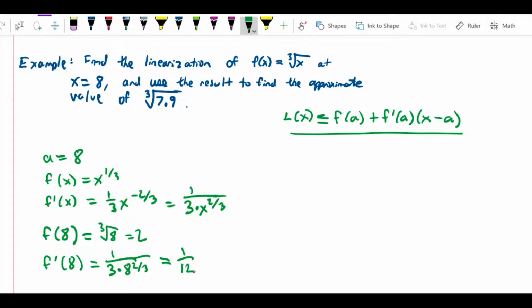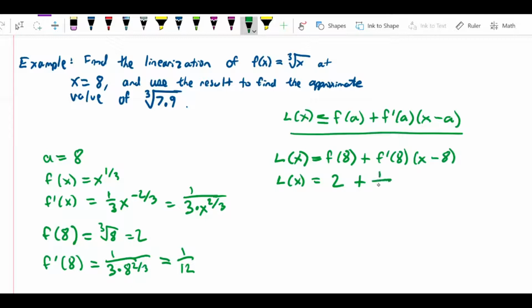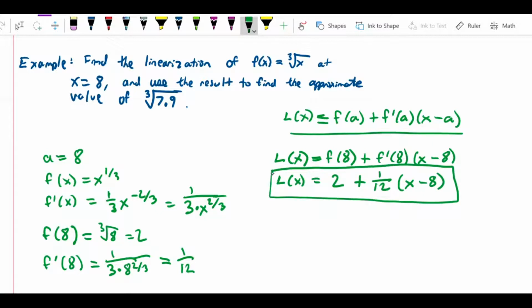Alright, so we can now answer the first question. L of x is going to equal f of a, so that's f of 8, plus f prime of 8 times (x minus 8). That's how we apply the formula with a equals 8. Plugging in the numbers, we get 2 plus 1/12 times (x minus 8). So that's our first answer. This is the linearization of f of x equals cube root of x at x equals 8.